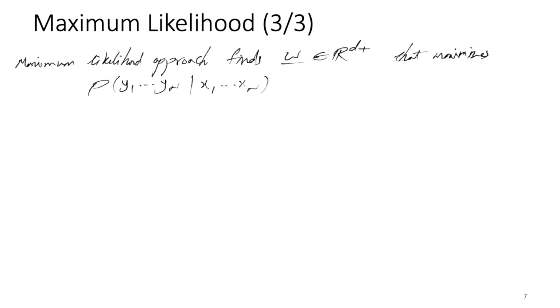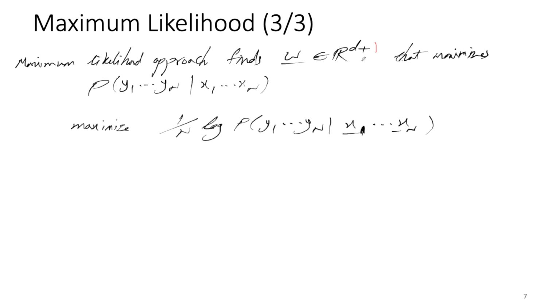All right, now we're going to formalize it. So the maximum likelihood approach finds our W vector in R^(D+1) that maximizes the probability of all the Y's given our X's, given our data. So we are trying to maximize this function: 1 over n of the log of this probability.